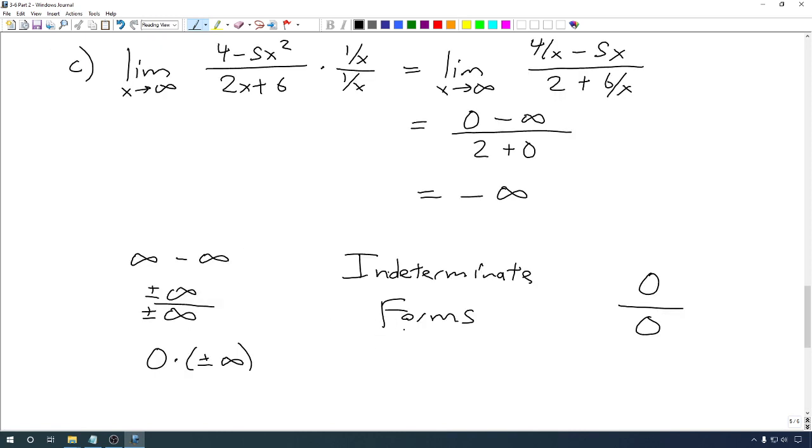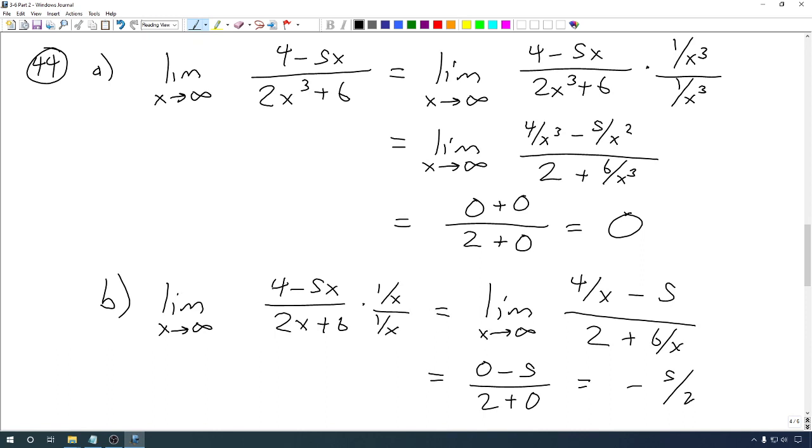This is actually similar to our part B. In part B, our degrees on top and bottom are 1. The highest power of x was a 1. And so when we divide by x, we end up having a term on top that had no x's in it, and a term on bottom that had no x's in it. And so we end up with a non-zero finite number as our limit.